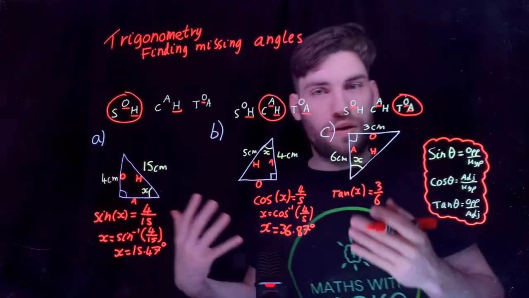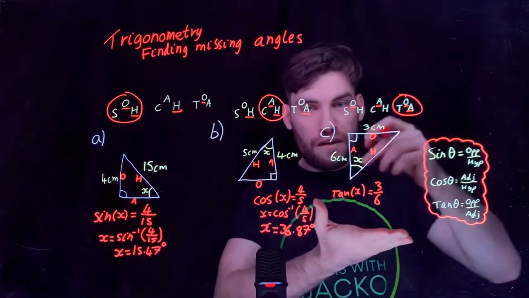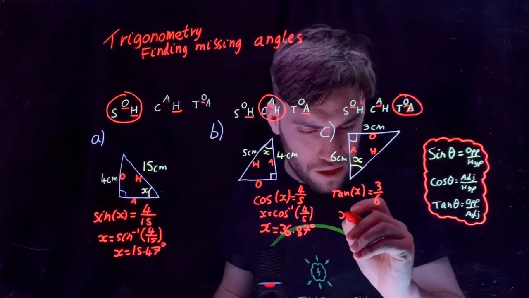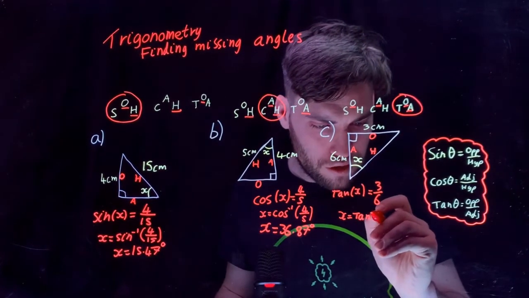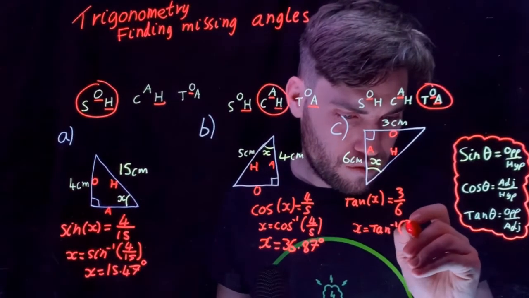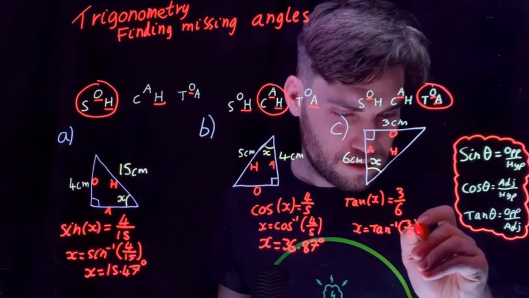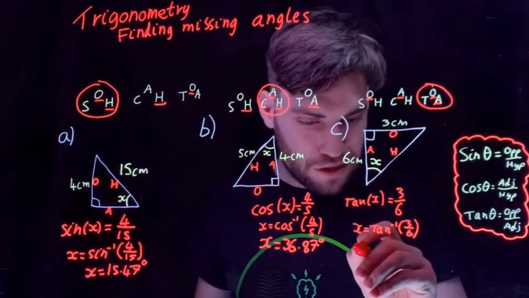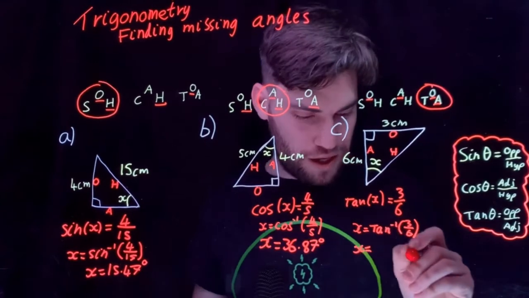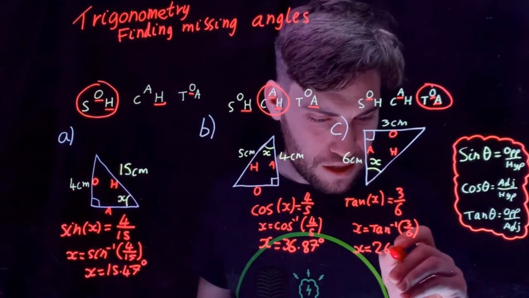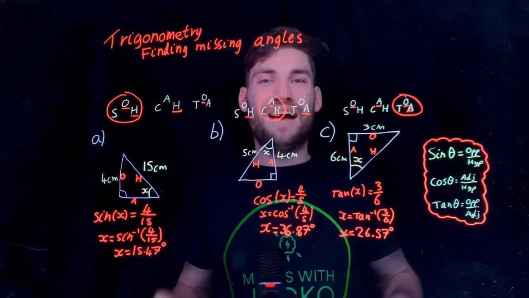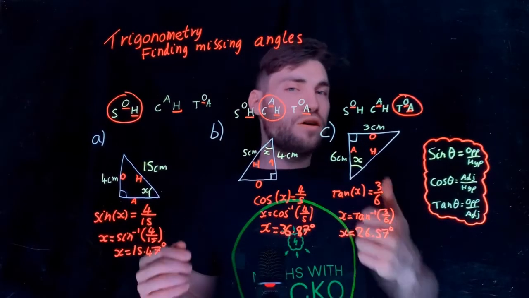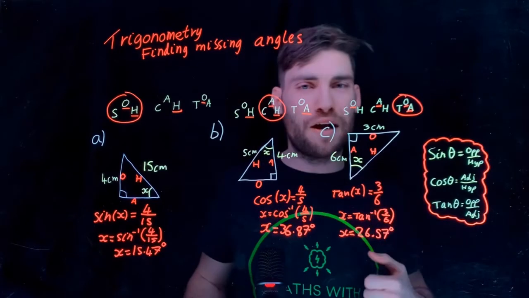And then, similar to the other ones, sin and cos, you press shift and tan on your calculator, so you get x equals tan minus 1, and then 3 over 6. Okay, and your answer, rounded to 2 decimal places, is 26.57 degrees.